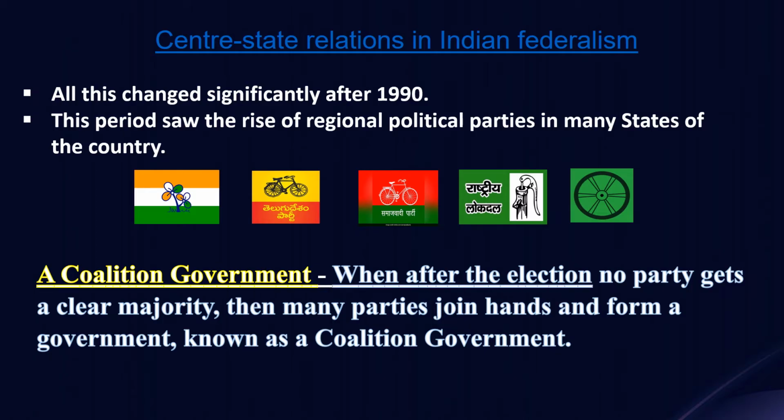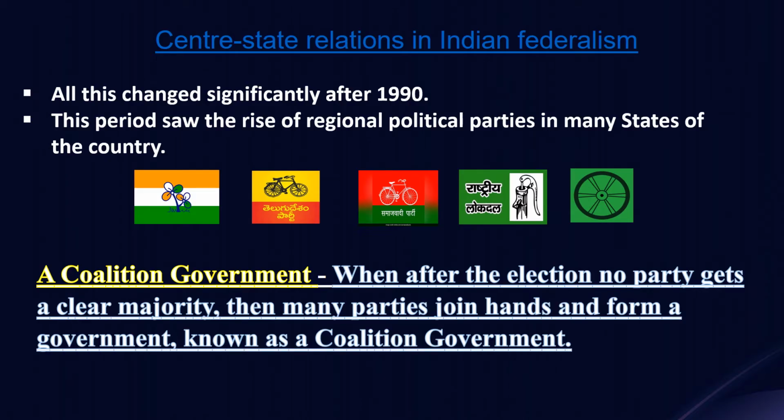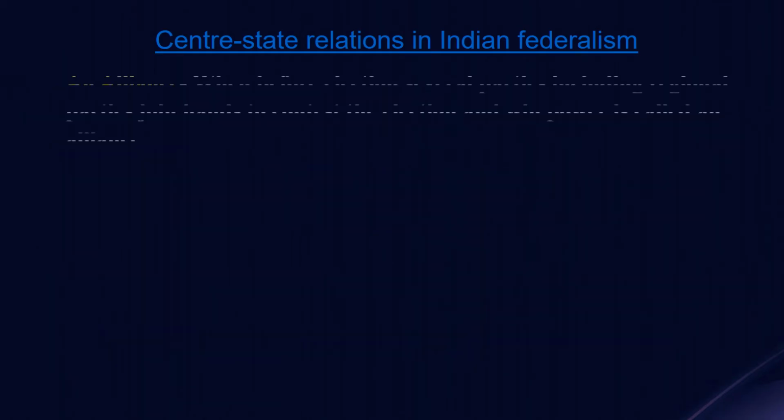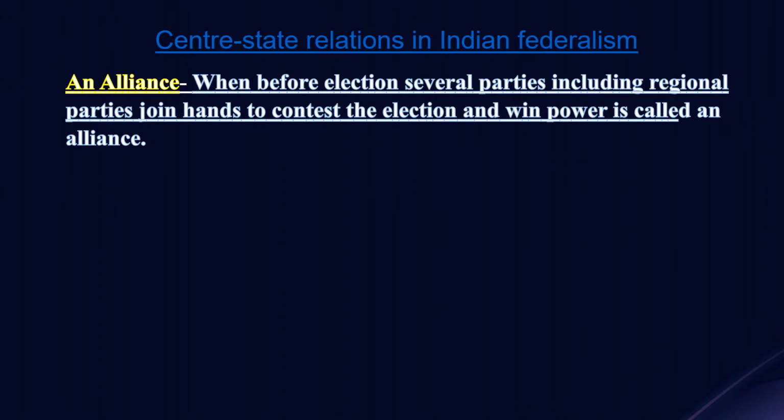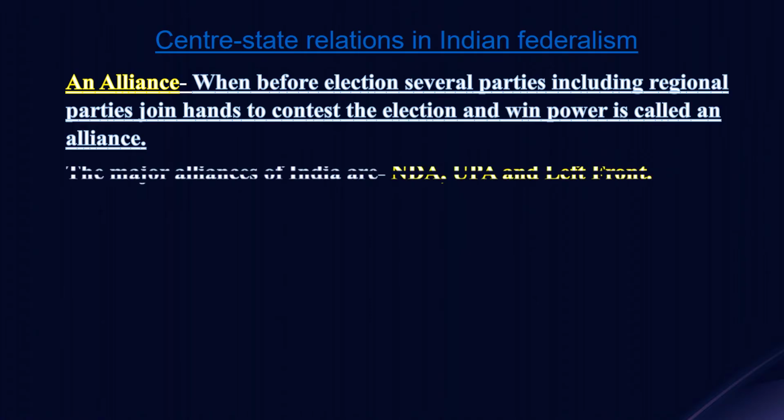A coalition government is when after the election no political party gets a clear majority, then many political parties join hands and form a government known as a coalition government. And what is an alliance? An alliance is when before the election several political parties, including regional parties, join hands to contest the election and win power. When after winning the alliance forms a government, this government is also called a coalition government. The major alliances of India are NDA, UPA and Left Front.